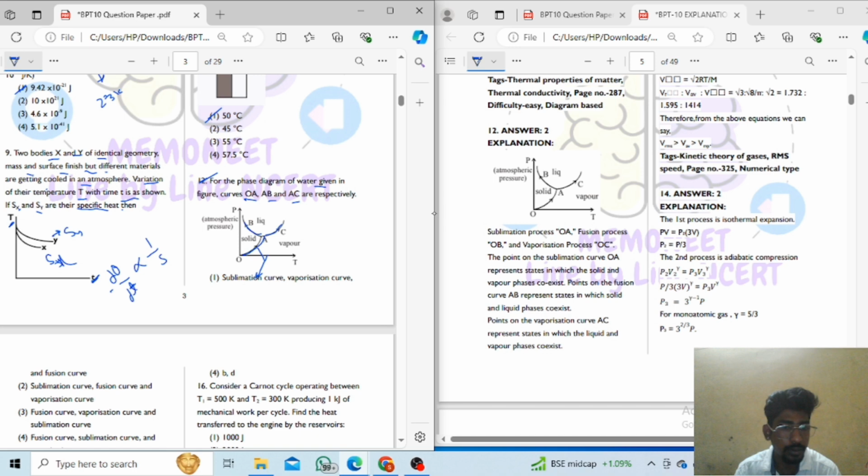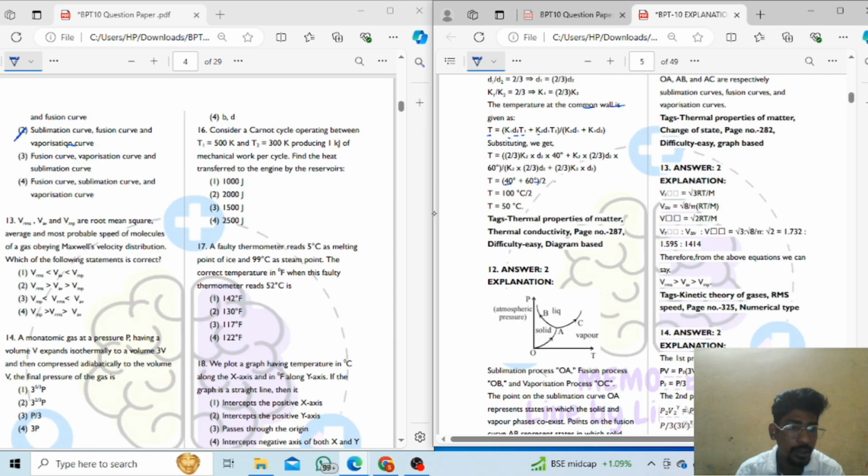In the portion AC, AV and AC are coexisting. That means liquid is converting into vapor. This is called vaporization. So OA is sublimation, AB is fusion, and this AC portion is vaporization. Therefore, option number 2 is the correct option here. Just go with the direction and you will get the answer.